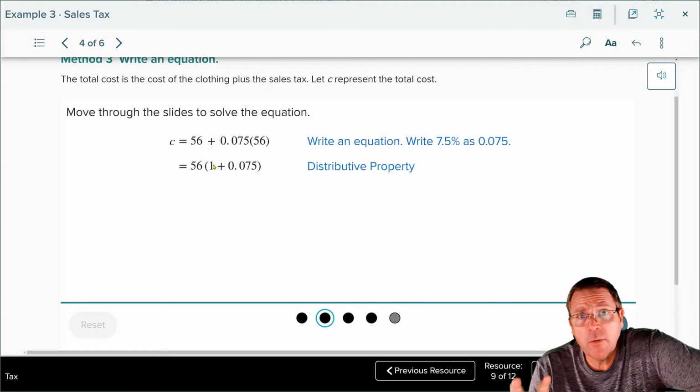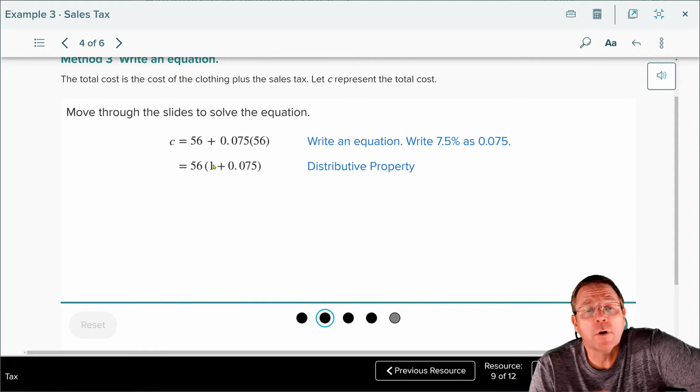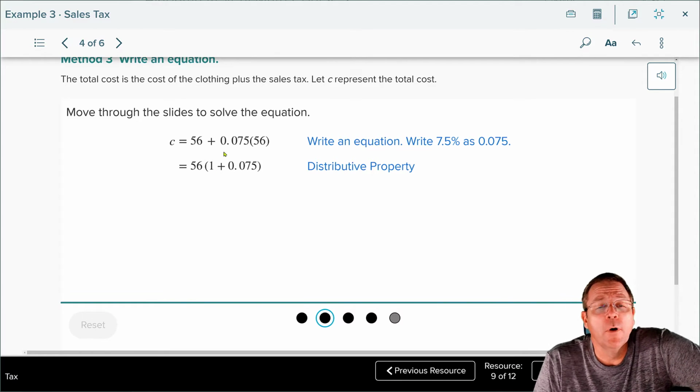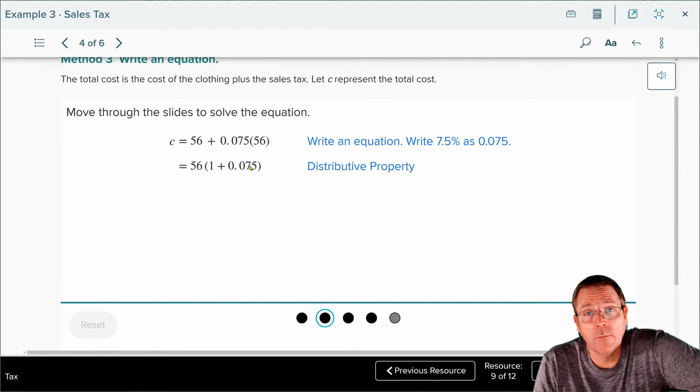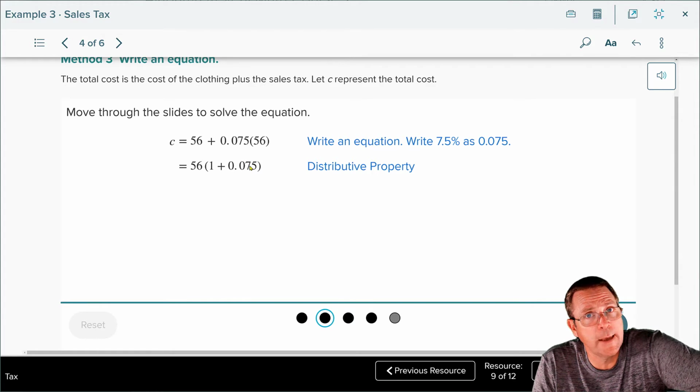Don't get stressed out about not understanding this method. We're taking some huge leaps here. What they did is they said 1 times 56 gave you this, and 0.075 times 56 gives you that. They pulled the two 56s out and left the 1 and the 0.075 here. Don't let your brain explode. Okay? This one's not important. We've shown you 3 other ways to skin the cat. Don't get too upset about this.